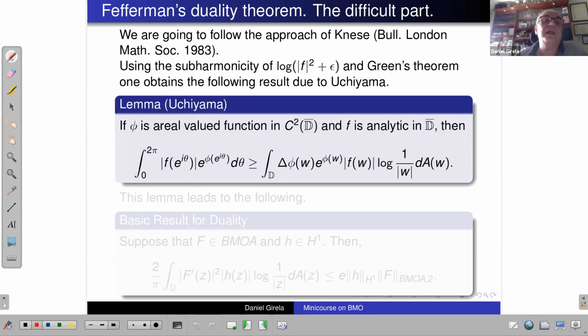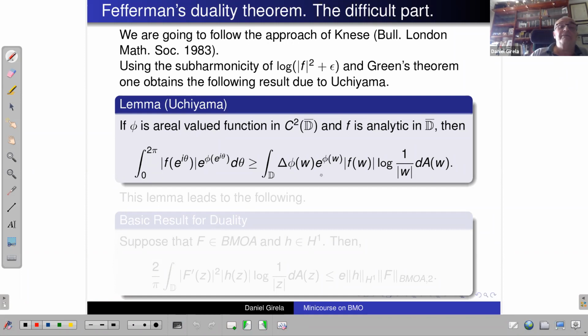If we have a real valued function which is of class C² in the closed disk, and actually is analytic, then if we integrate over the torus the absolute value of f times e to the power of f, this is bigger than the Laplacian of phi times e to the phi. And this is just a computation using Green's theorem and using the fact that this function, log of mod f squared, is a subharmonic function.